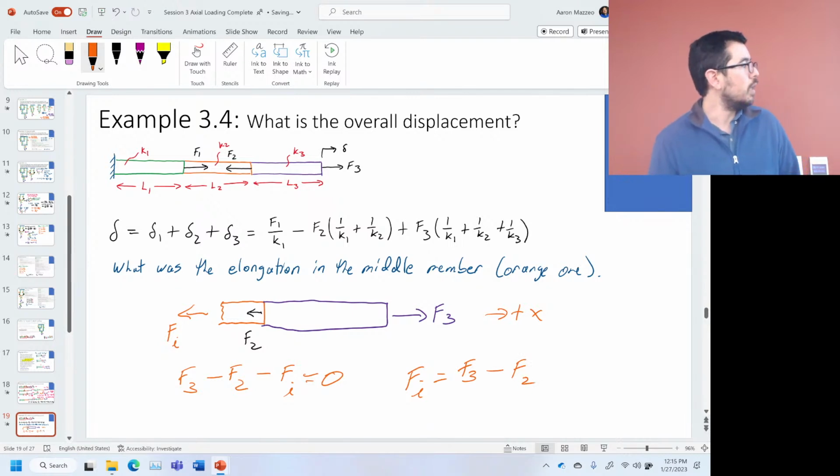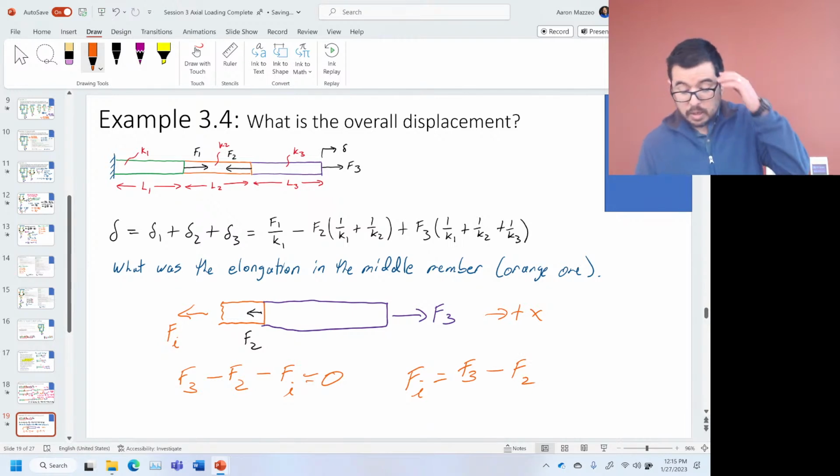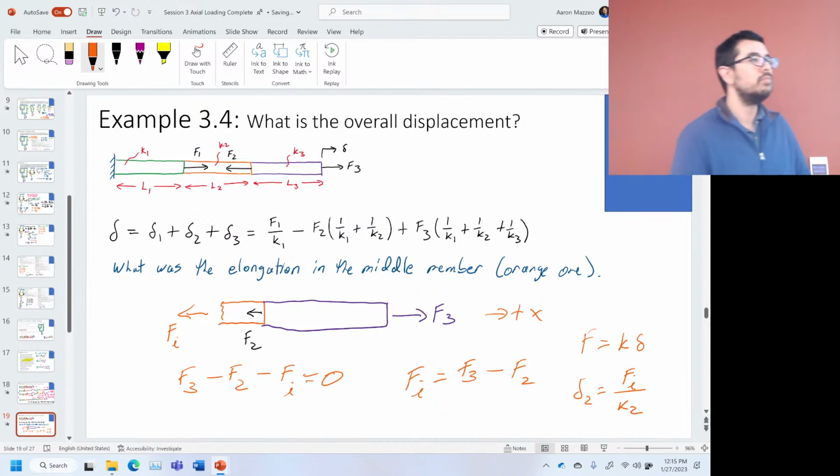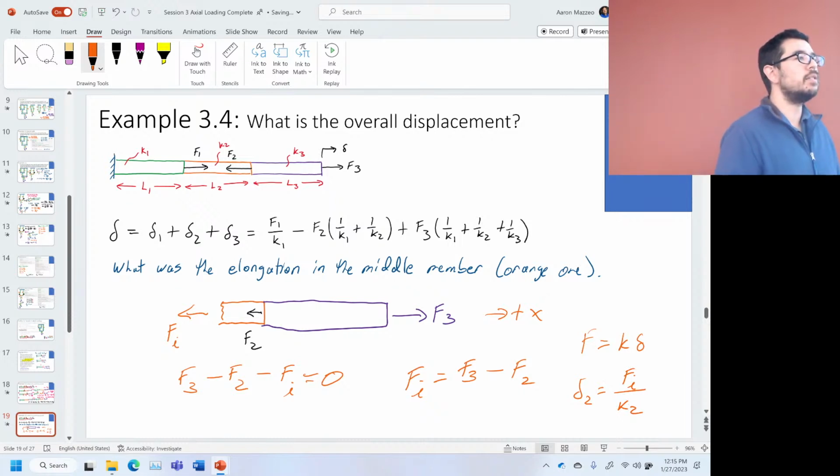And they want to know the elongation of this middle member. Well, we have a spring constant given for us. So we know that F equals K delta. If I want to know delta 2, I just need to know Fi over K2. So that's how you would go about solving this particular problem. Any questions on this?